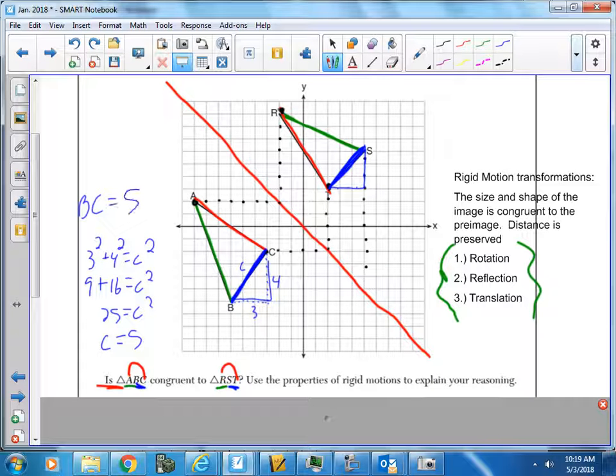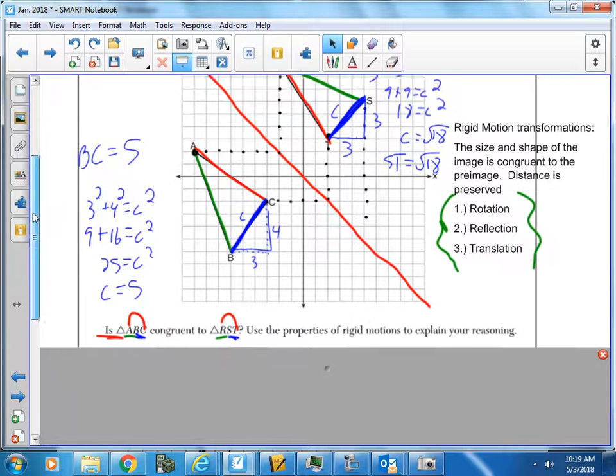All right, now, what about TS? Because BC and ST need to be the same length, or else these triangles are not congruent. So here we have 3 and 3, and we have C, so that's 3 squared plus 3 squared is equal to C squared. 9 plus 9 is equal to C squared. 18 is equal to C squared, and C is equal to the square root of 18. So ST is equal to the square root of 18, which is not the same as 5, which means these triangles are not congruent. Okay? So we know it's no.